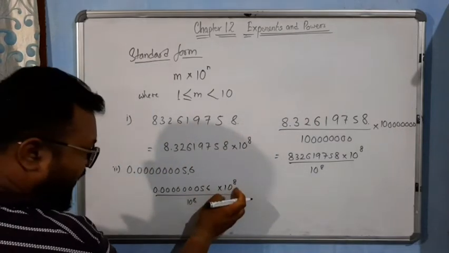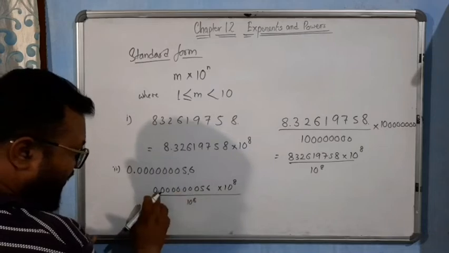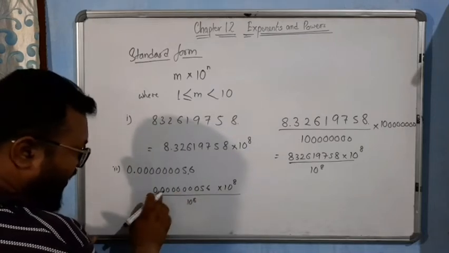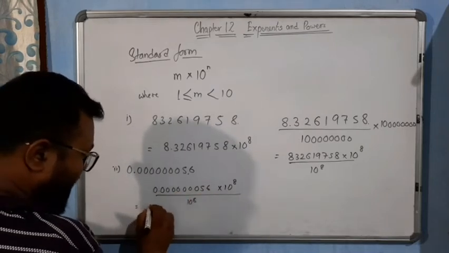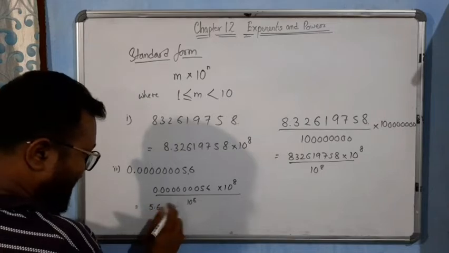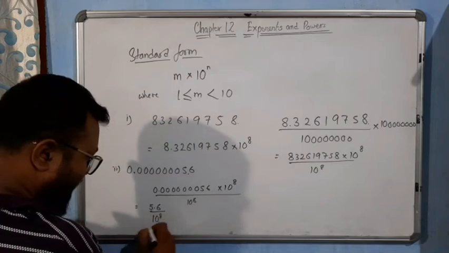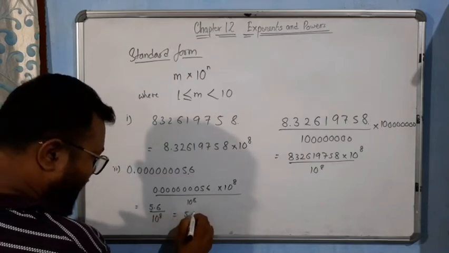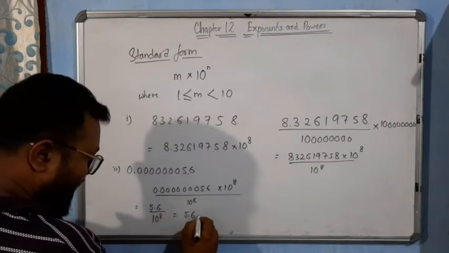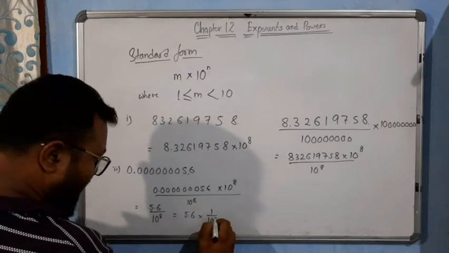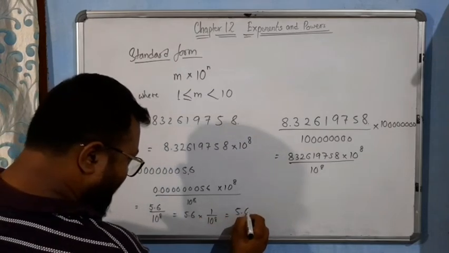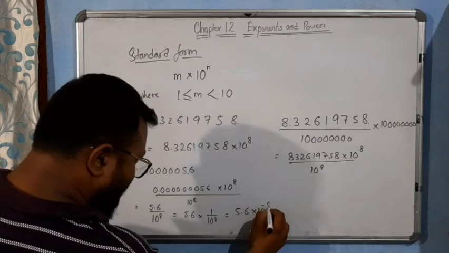This 10 to the power 8 will be used up to shift the decimal from here to here, which means it will be 5.6. The other 10 to the power 8 remains as it is, so it is 5.6 into 1 by 10 to the power 8. It will look like this: 5.6 into 10 to the power minus 8.